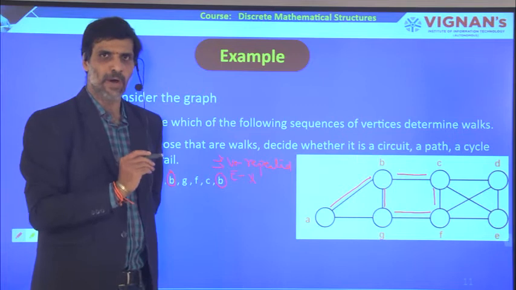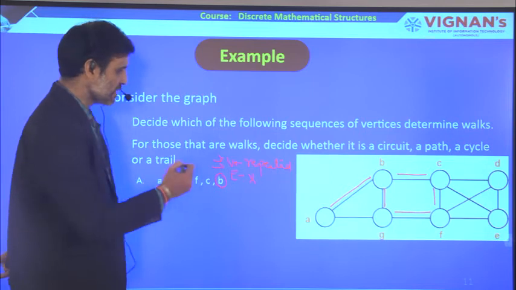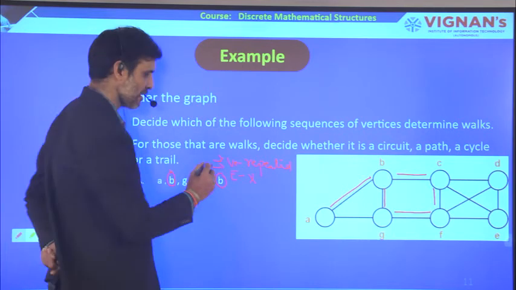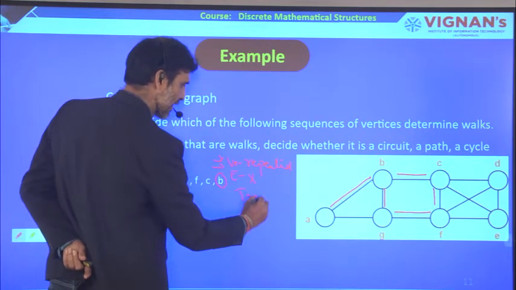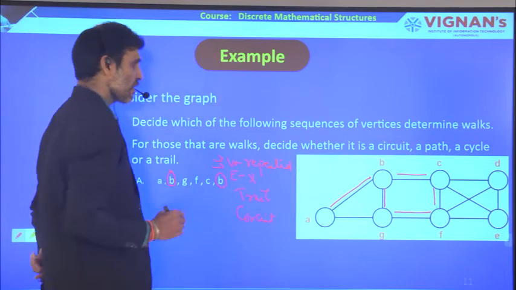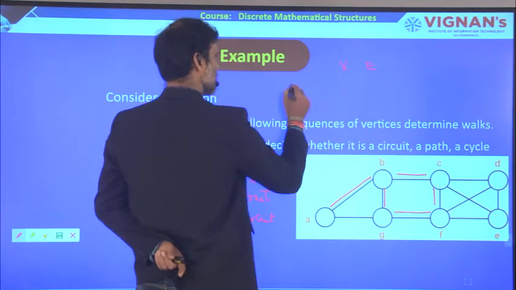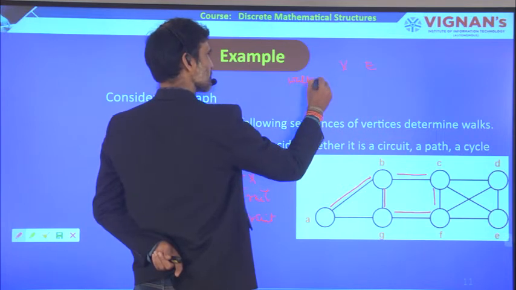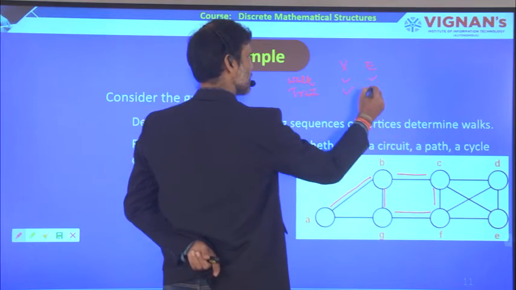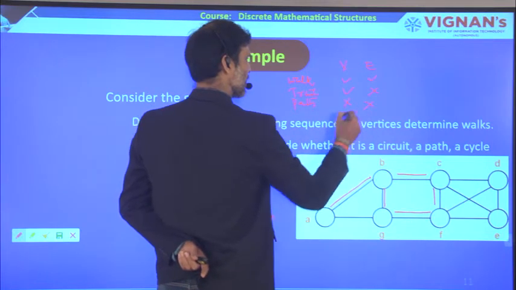So how do we tell what kind of walk this particular walk is? When vertices are repeated and edges are repeated, that is for the walk. When vertices are repeated and edges are not repeated, there are two cases. One case is a trial, another case is a circuit. So I am writing here vertices and edges. For a walk, both are repeated. For a trial, vertices repeated, edges not repeated. For a path, both not repeated.